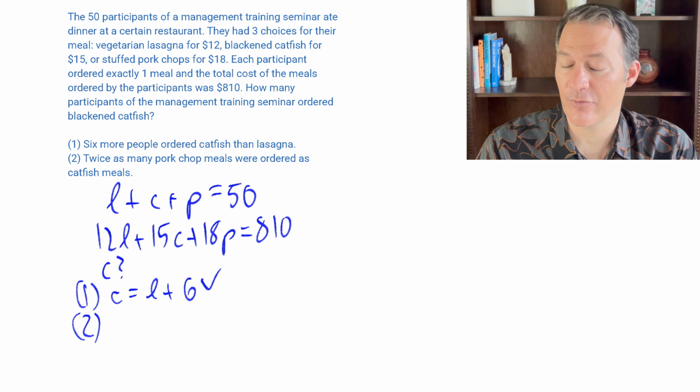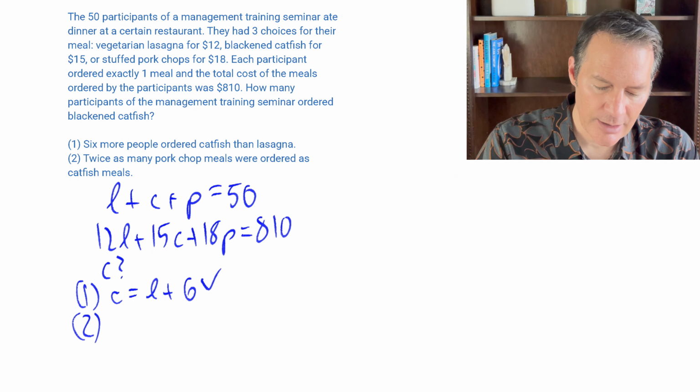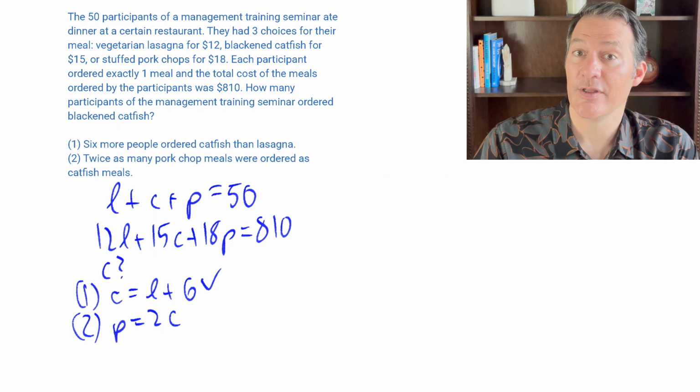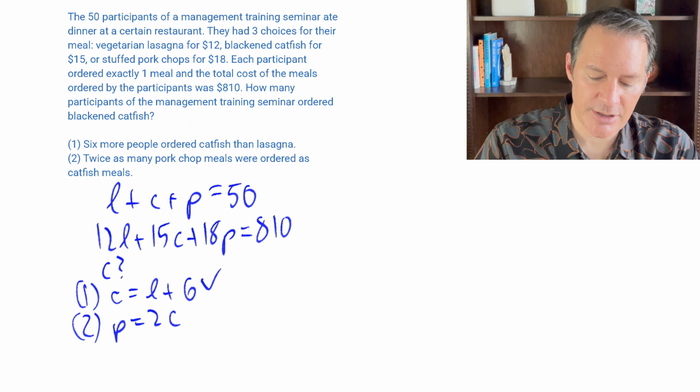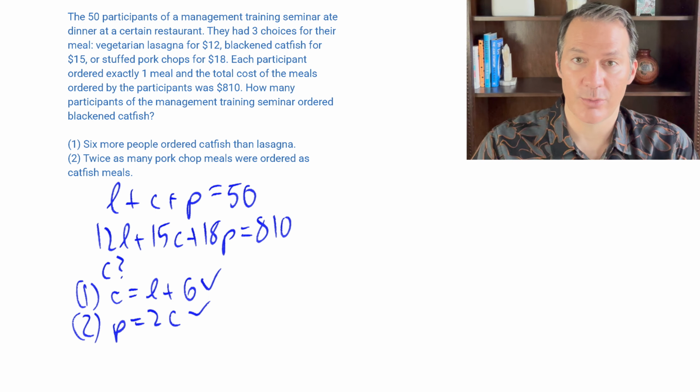And we can do the same thing for statement 2. Twice as many pork chops as catfish, so our pork chops equals twice the catfish. Again, three different equations, three variables. This is enough to solve. So statement 2 is also sufficient, and the answer is D. Okay. Again, this will be great because you can save that time for other questions.